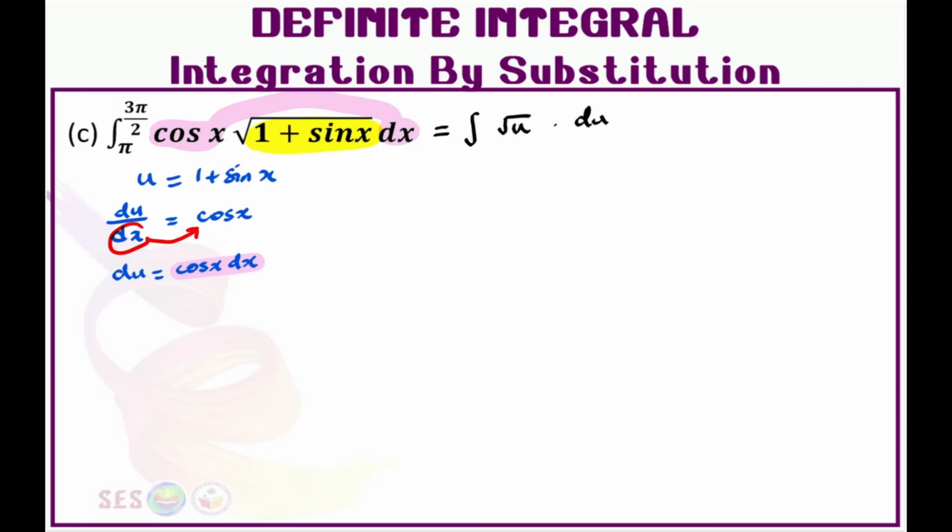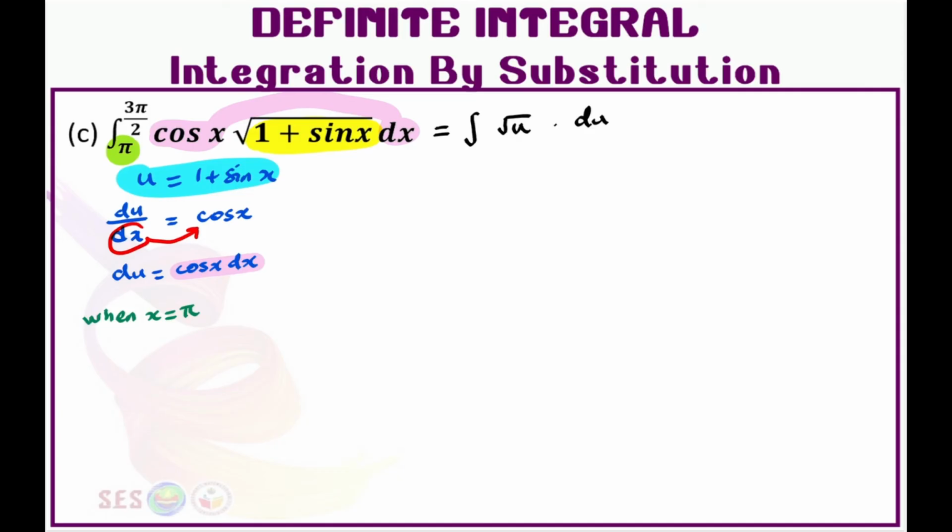Alright, so take a look at our limits here, pi and 3 pi over 2. Okay, so how to change them? We use this equation. So to write that, when x equals pi, why do we need to change the limit? Because pi and 3 pi over 2 are for dx. They are not for du. So we need to change the limit from x to u.